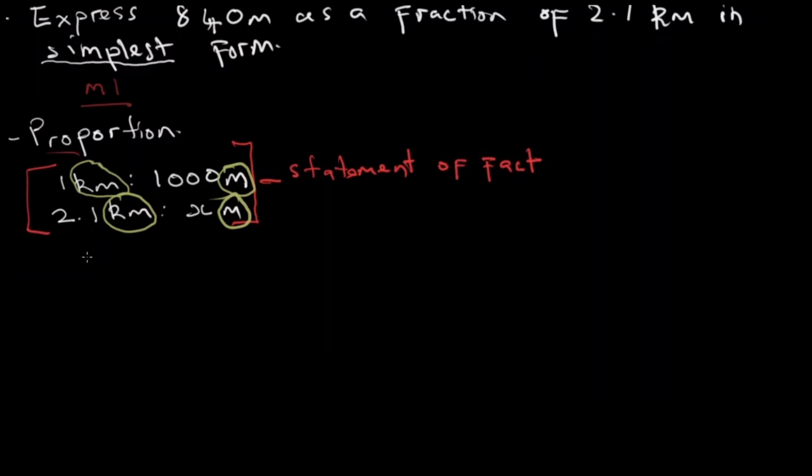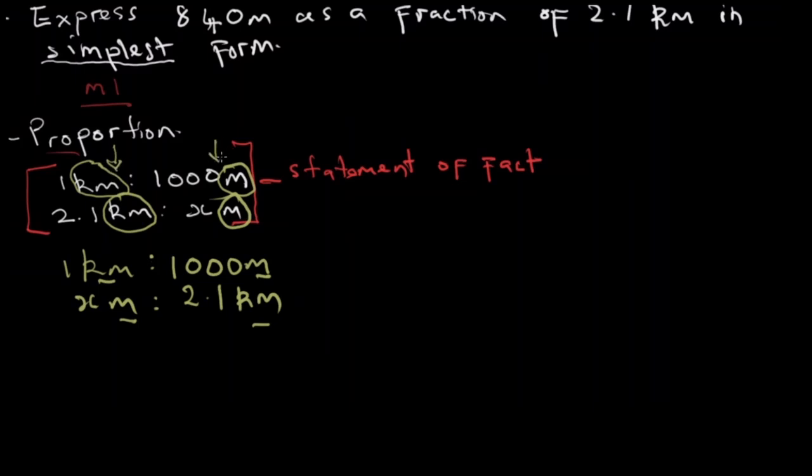Had I said 1 kilometer is 1,000 meters, correct? Then here I'll say x meters, 2.1 kilometers. I won't arrive at my answer. Why? Because here we have kilometers and meters, and here we have meters and kilometers. There should be the same sign on either side, right? Yeah. So let me clear all these clarifications so that we just remain with our proportional statement.